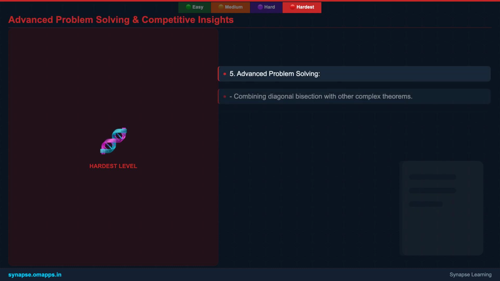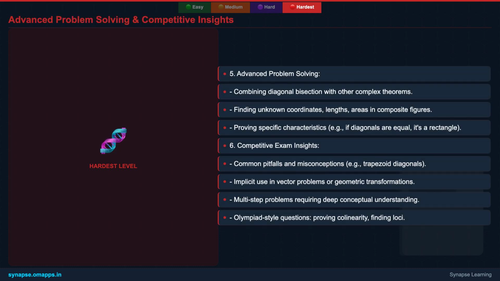For instance, consider a more abstract coordinate proof where the vertices are A (x_a, y_a), B (x_b, y_b), C (x_c, y_c), D (x_d, y_d). By defining a parallelogram using vector equality, vector AB equals vector DC, we can derive that the sum of coordinates of A and C equals the sum of coordinates of B and D, dividing by 2. This directly shows that the midpoint of AC is identical to the midpoint of BD. This algebraic approach reinforces the geometric intuition.